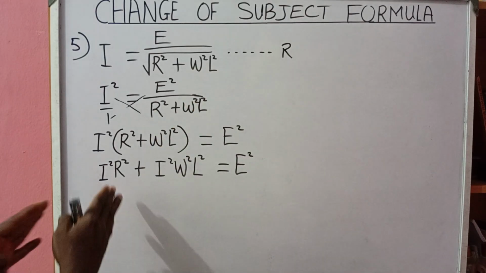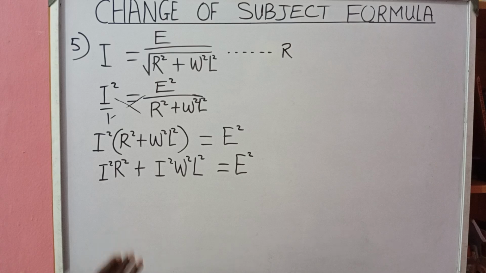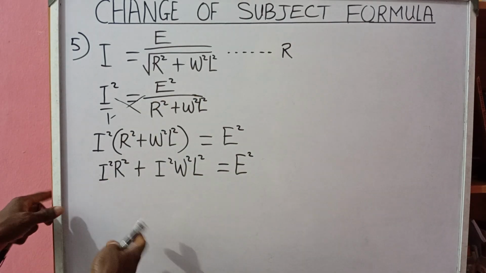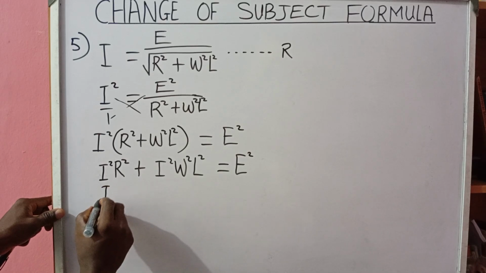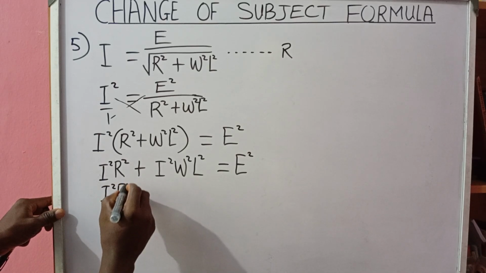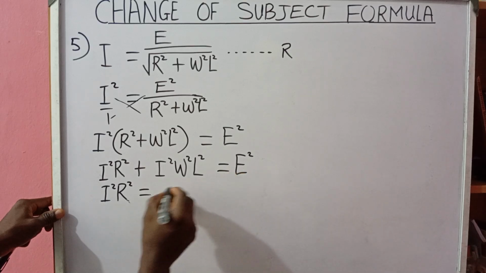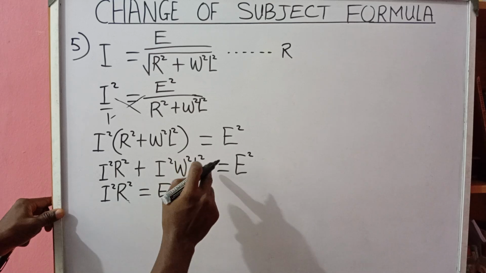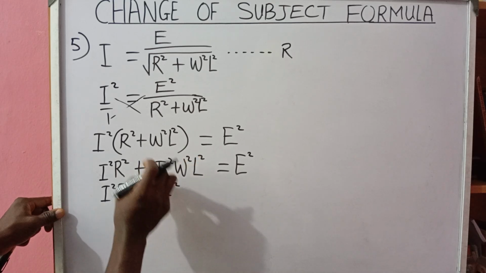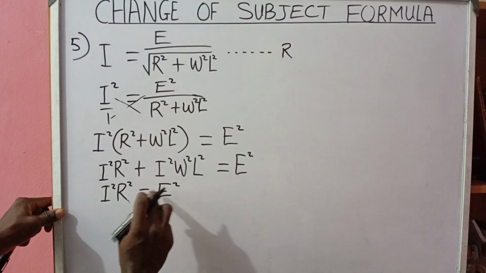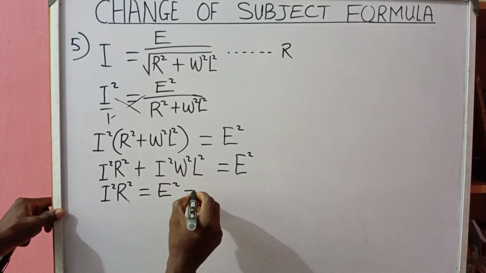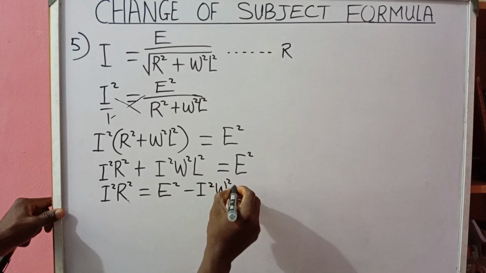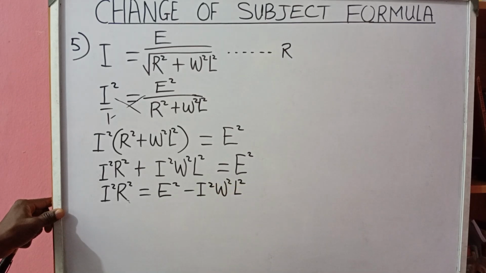Our intention is to let R stand alone, and by so doing, we have to get rid of this to the other side of the equation. That will now be I squared R squared is equal to E squared, then plus I squared W squared L squared. They are a product, so it is positive here. Moving over to the other side of the equation to meet E squared, it will now become minus I squared W squared L squared.